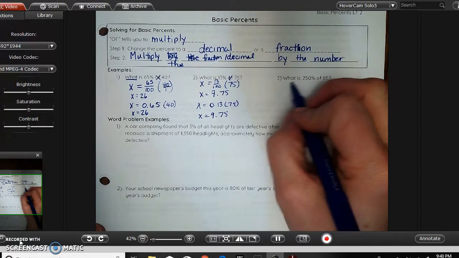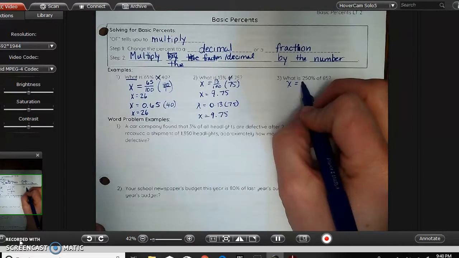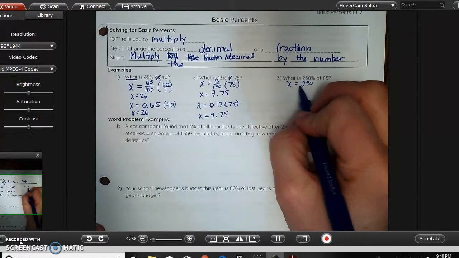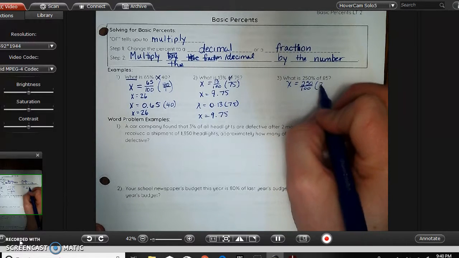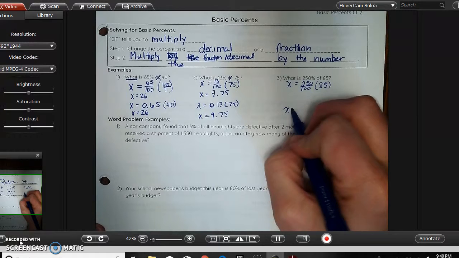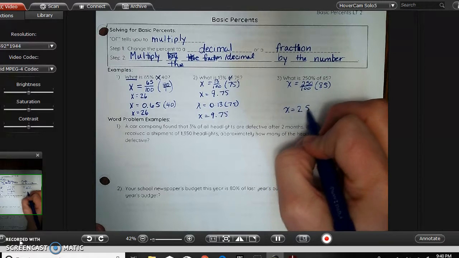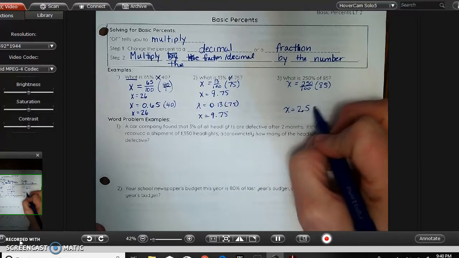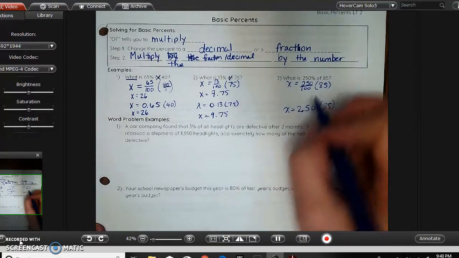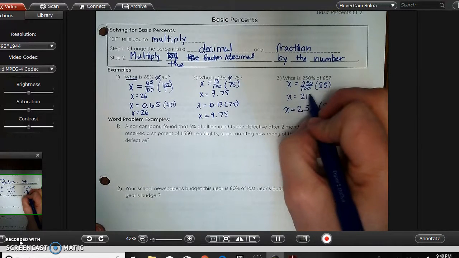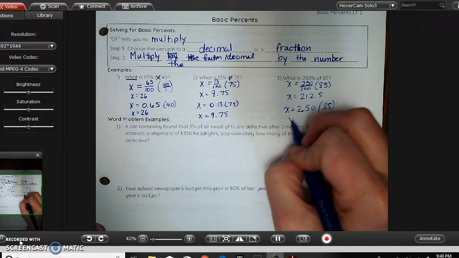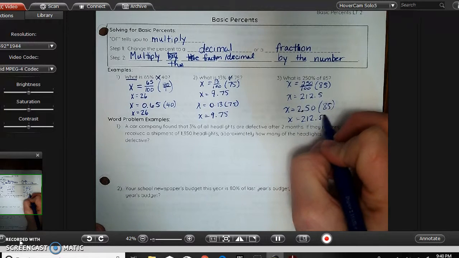The last one says, what is 250% of 85? Now you might not put that 0 there, and that's okay. When I do that, I get x equals 212 and a half.